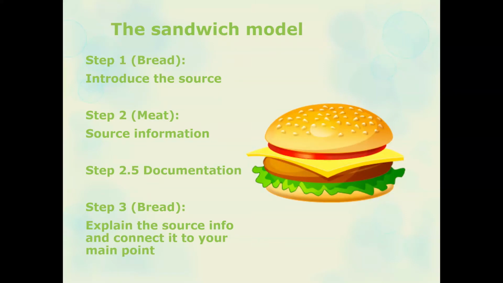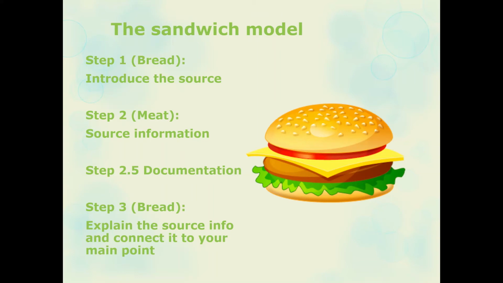All right, I don't know if you guys have encountered the sandwich model before, but it's a very popular way that teachers have of illustrating this concept of integrating source material into your writing. The top piece of the bread is the introduction of the source, the introductory phrase or signal phrase that I've been talking about mostly so far in this presentation. And then the meat, that's the source information, whether it's paraphrase, summary, or direct quote.